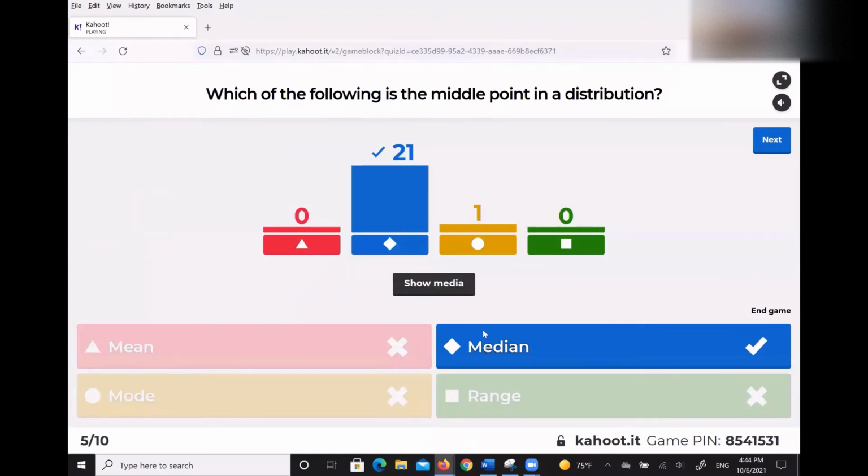All right, so the answer is the median. You should get this one right because you studied this for the exam. The middle point in a distribution is the median. Okay, let's move on to the next one.